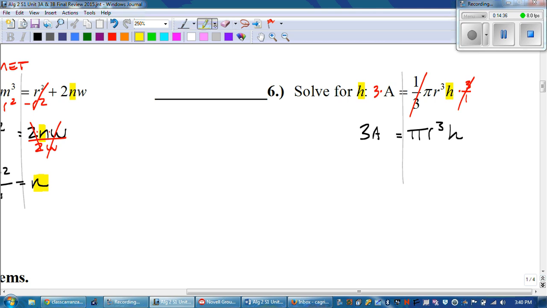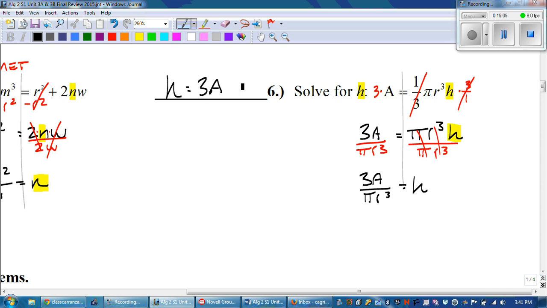Now, the h is not by itself yet. So to get the h by itself, we're multiplying everything. So to cancel multiplication, I'm going to divide. And then we're left with 3a over pi r cubed equals h. And the h is all by itself like we wanted. So 3a over pi r cubed.